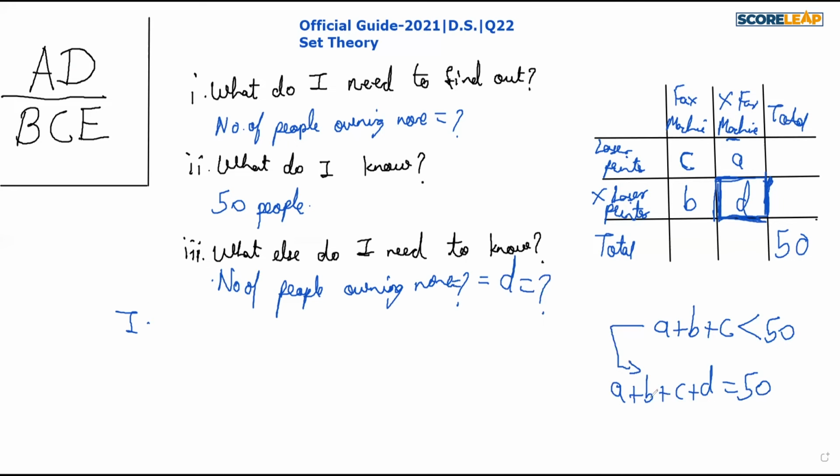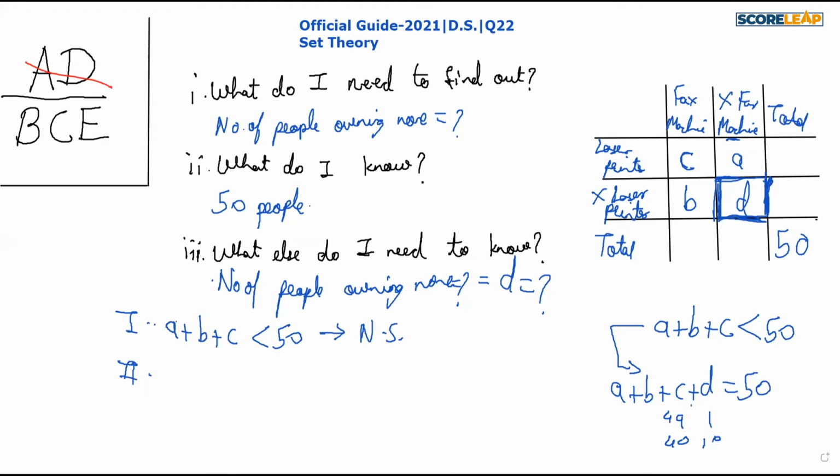No, it can be anything less than 50. If A plus B plus C is 49, then D is 1. If A plus B plus C is 40, then D is 10. So we are not getting any definite answer here. Whenever we are not getting a definite answer, the statement is not sufficient. This was statement 1, and whenever statement 1 is not sufficient, we simply cross out A and D. Now let us jump to statement 2.